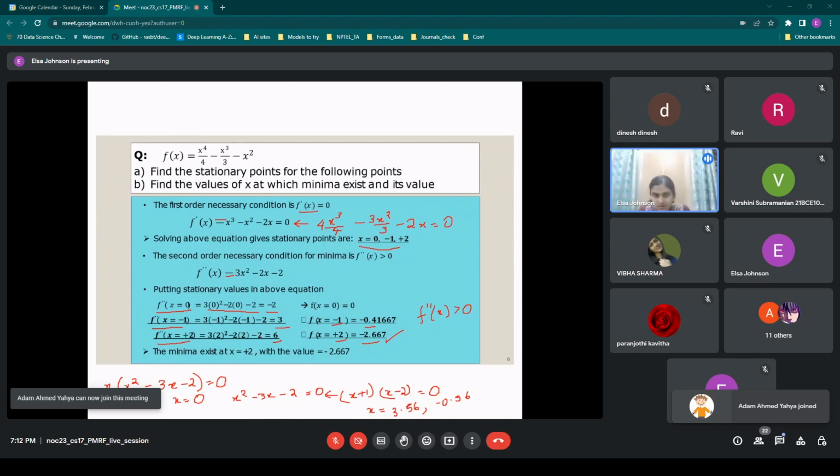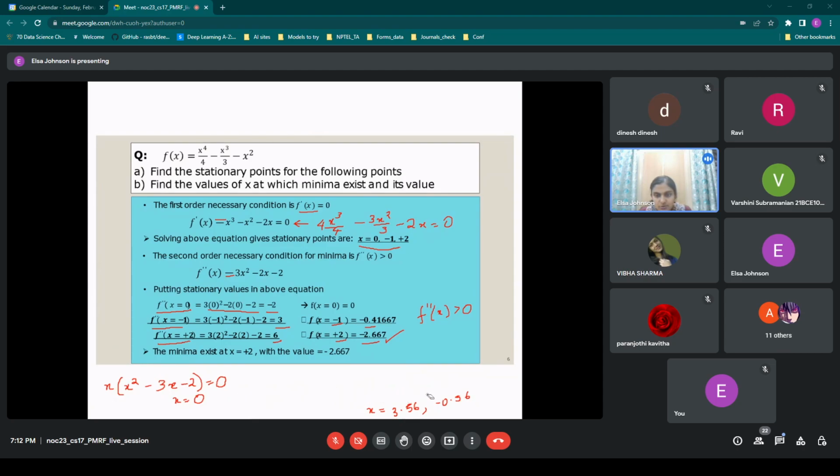So what you can do is place these values in the equation above, and you can find out whether it is higher or lower. You can solve it later. This procedure is similar only. Instead of x equal to minus 1 and plus 2, you have to substitute 3.56 and minus 0.56.